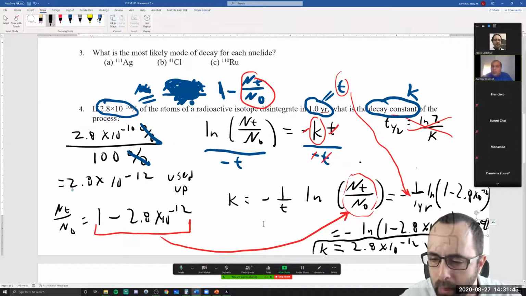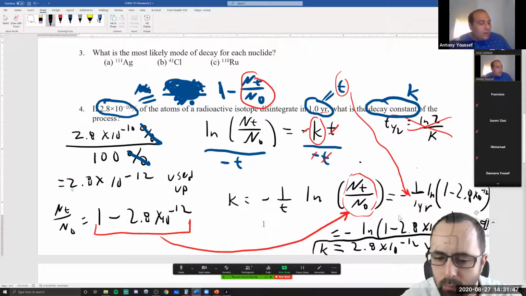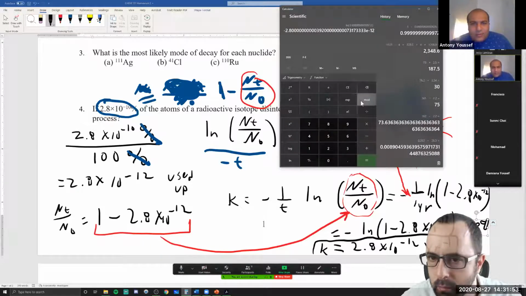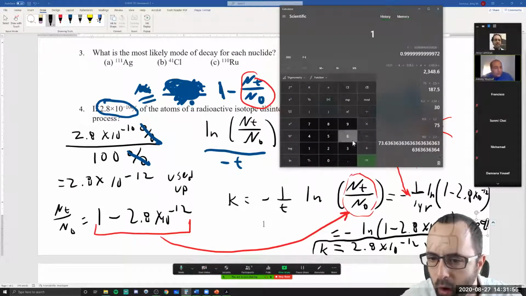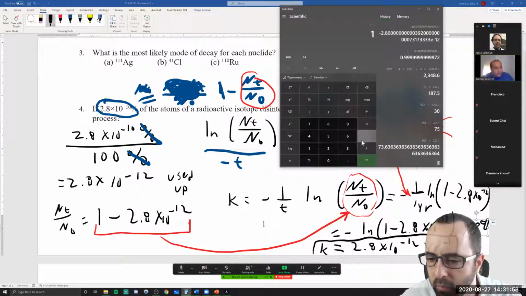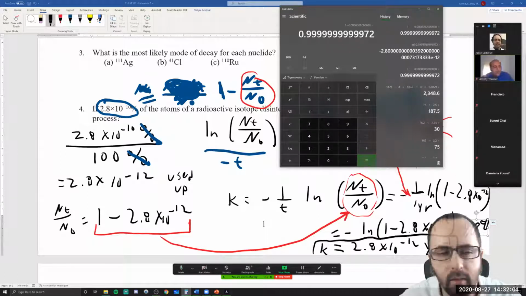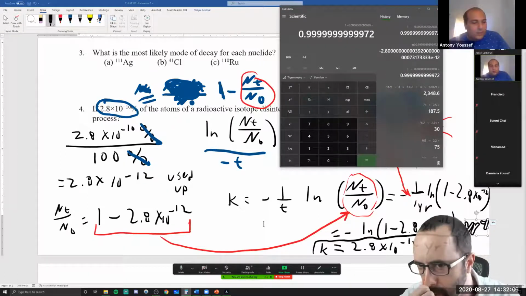But when I put the natural log of 1 minus 2.8 times 10 to the negative 12, I got a different answer. You got it. So 1 minus, let's do the first part. 1 minus 2.8 EE minus 12. You should get this. Okay, just give me a sec.